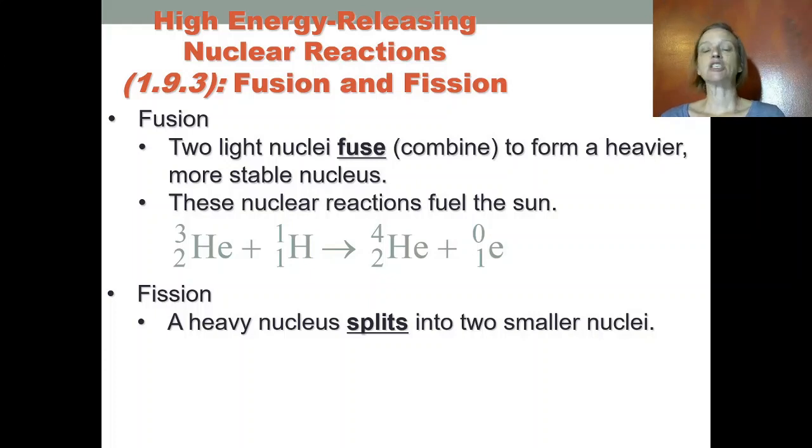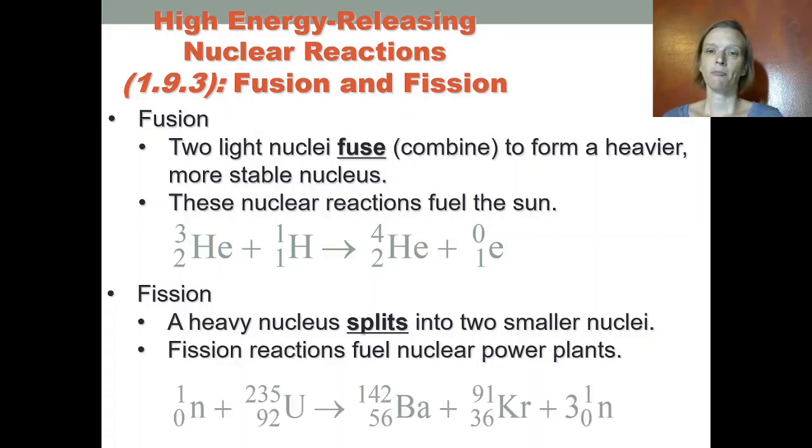Fission, on the other hand, is splitting. A heavy nucleus is splitting into two smaller nuclei. Fission is the kind of nuclear reaction that takes place inside nuclear power plants. So what we do here is we take a heavy isotope of uranium and we bombard it with neutrons. And by bombarding it with neutrons, we temporarily make a larger unstable nucleus, which then immediately splits. And when it splits into smaller nuclei, it in turn releases more neutrons that go and hit other uranium nuclei and cause them to split. So it's this ongoing chain reaction.